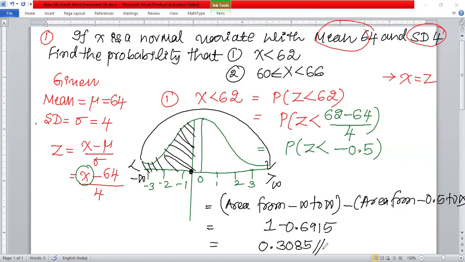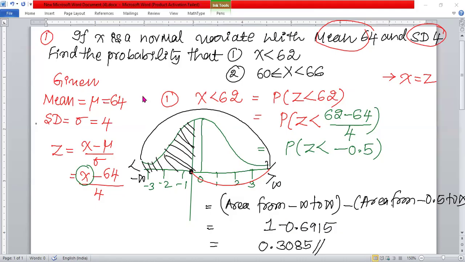So that is x less than 62. Note that when less than comes, we always subtract from the area from minus infinity to infinity, that is 1 minus. The statistical table is always seen from the right side. So area from minus 0.5 to infinity, that is 1 minus 0.6915. The answer is 0.3085. This is the first one, x less than 62.